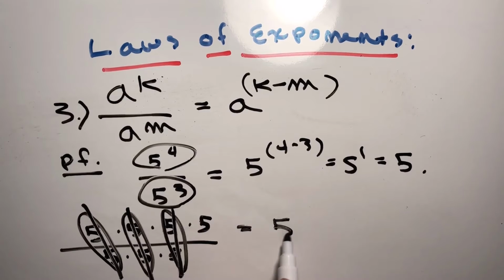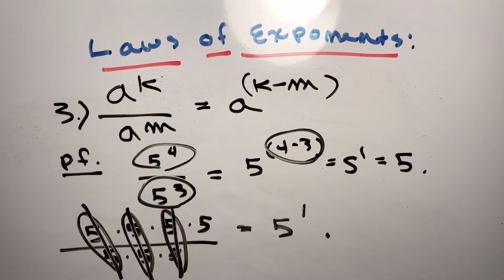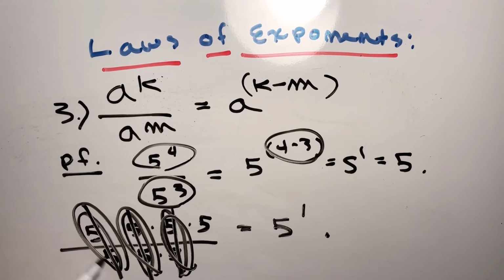And all we're left with at the end of that is 5 to the 1st. So essentially what this law is saying is that we can cancel out common factors. We can subtract exponents when they're the same, right? So it's kind of the opposite of that multiplication law where we can add exponents depending on the number of times we're multiplying out something. Here we can subtract exponents, right? We're essentially dividing out those extra powers, right?